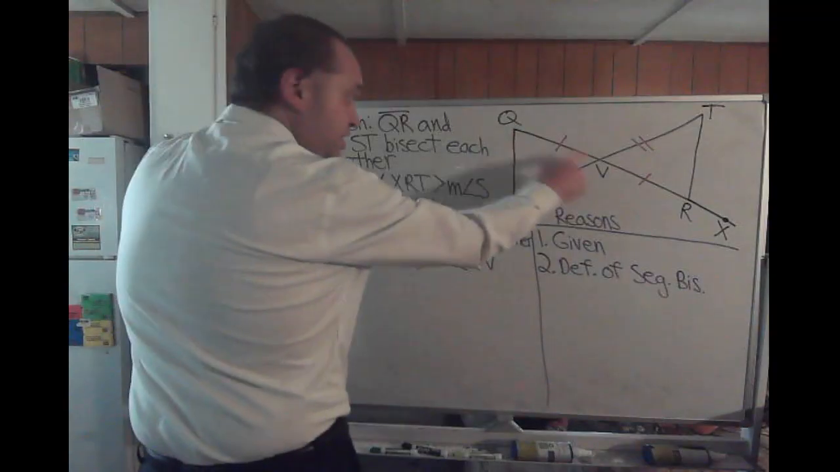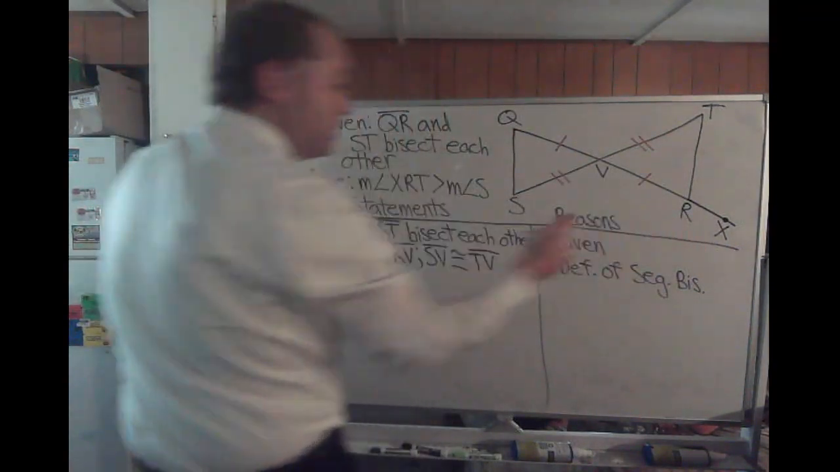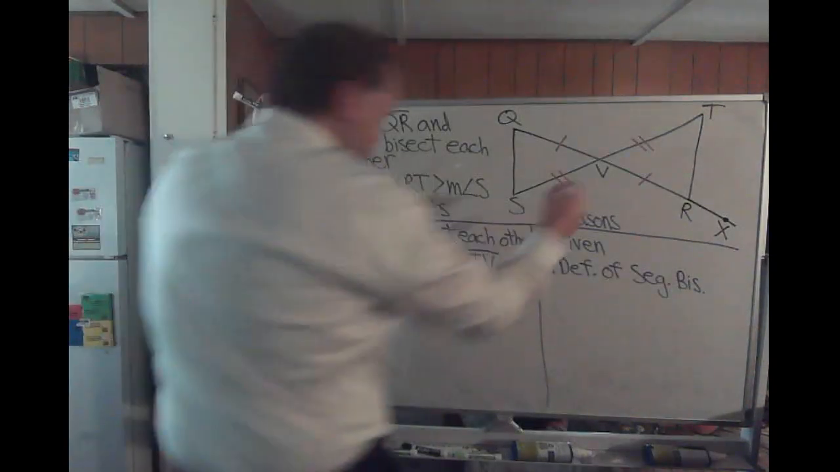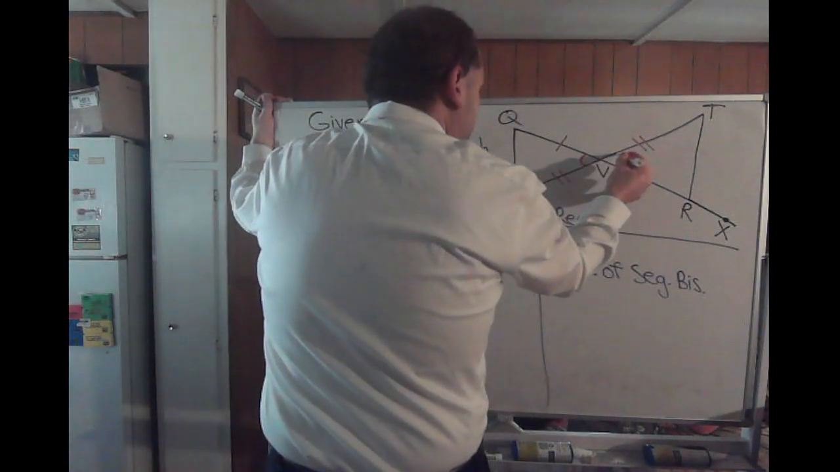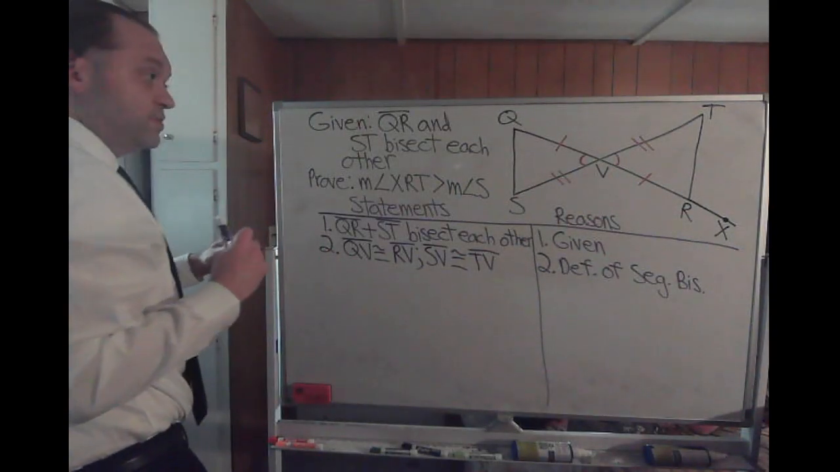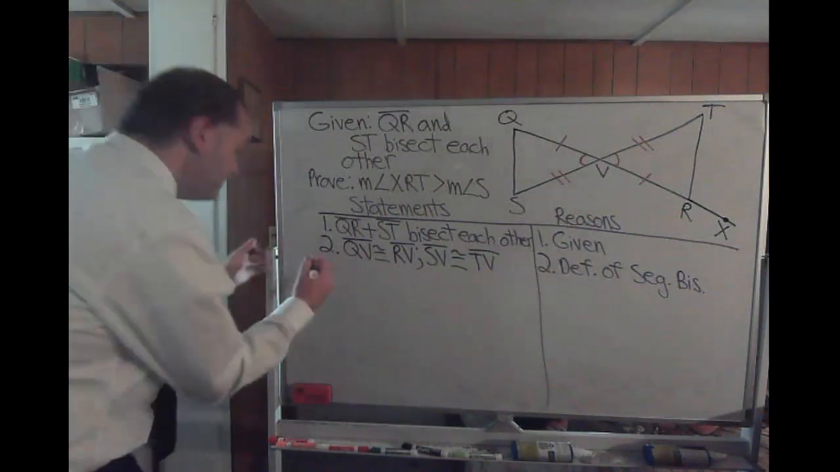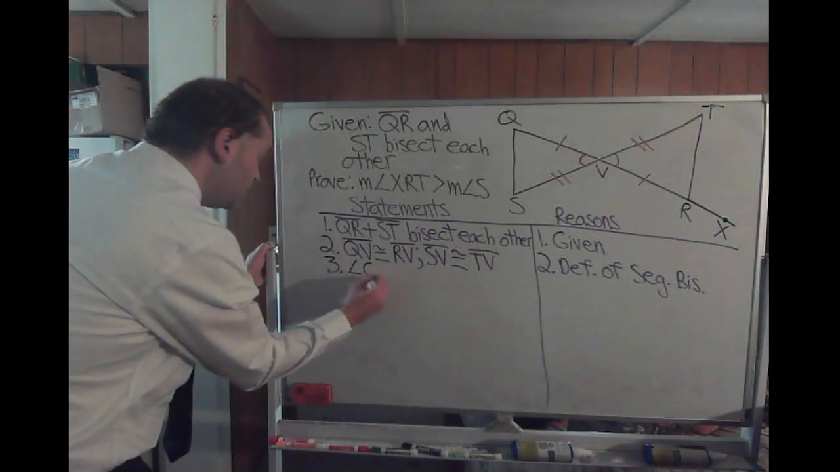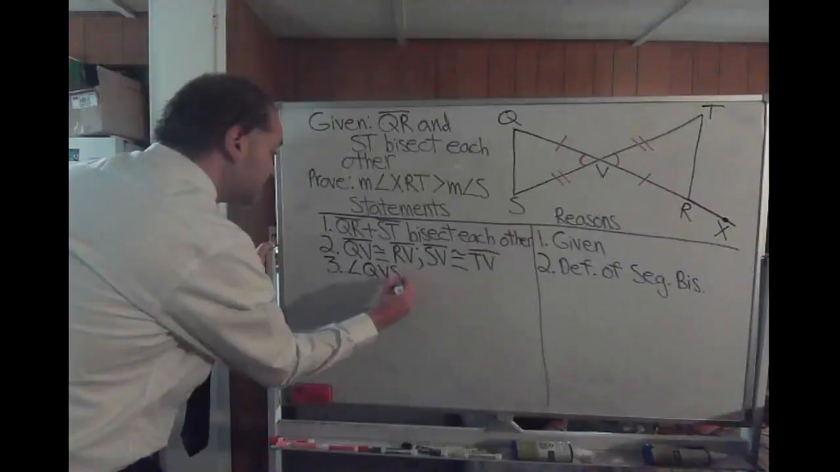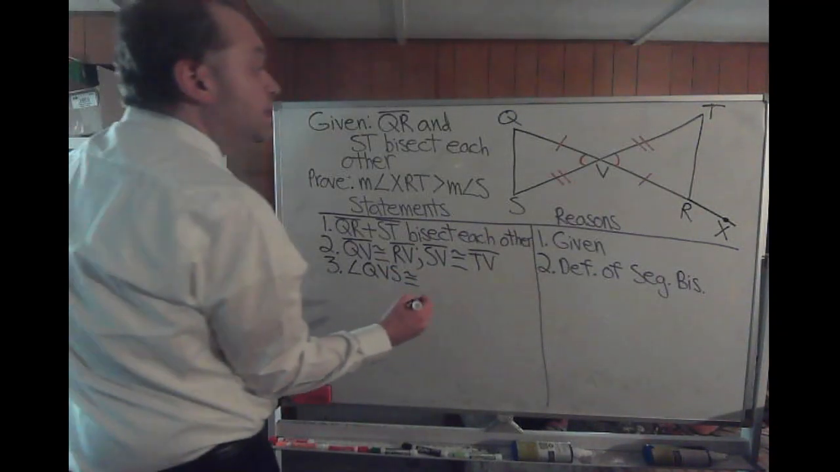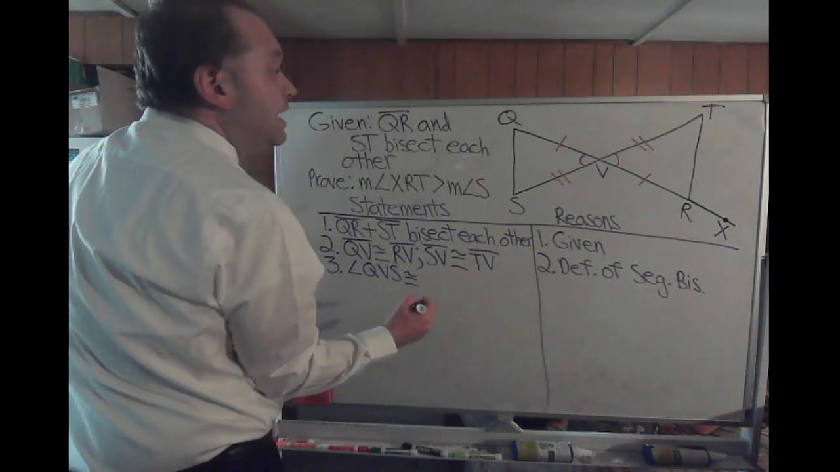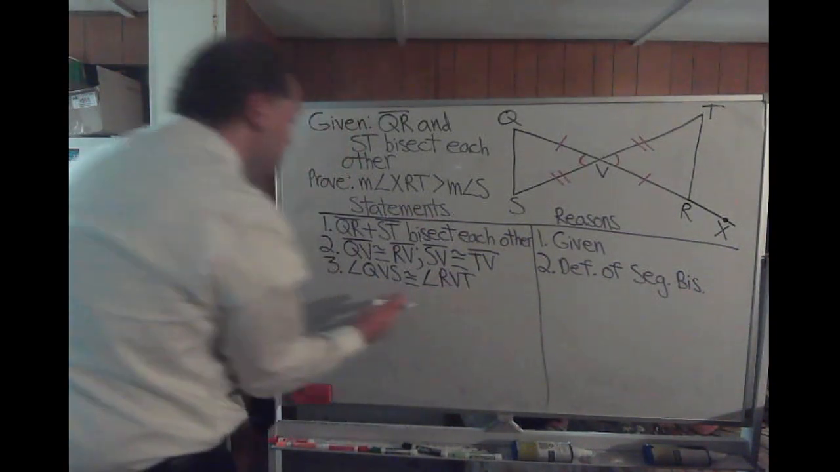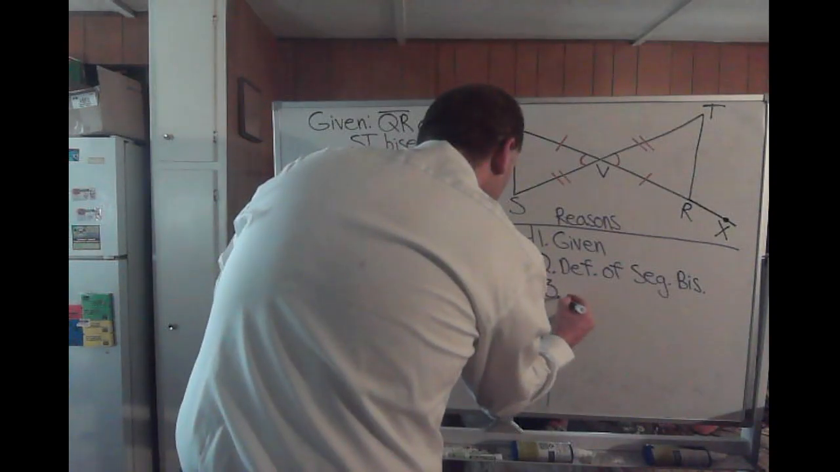Angle QVS and angle TVR, those are vertical angles, right? What do we know about vertical angles? They're congruent. So we can put congruency markers here. So that'll actually be our third statement then, that angle QVS is congruent to angle RVT. And the reason is vertical angles are congruent.